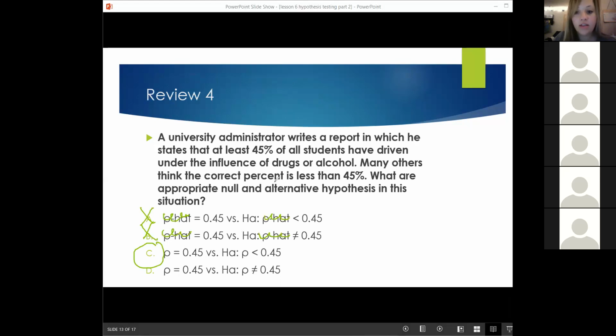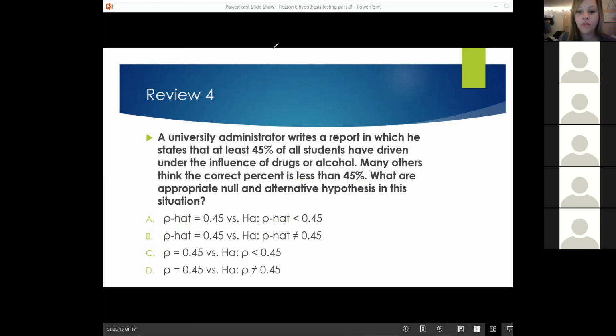It says many others think that the correct percentage is less than 45%. So it has to be C, because our alternative is the one saying less than 45%. D is saying not equal to. If it said that many others think the correct percentage is not 45%, we'd use D. But in this case, it'll be C because we're talking about less than 45%. So good job. You guys did a great job with that one.